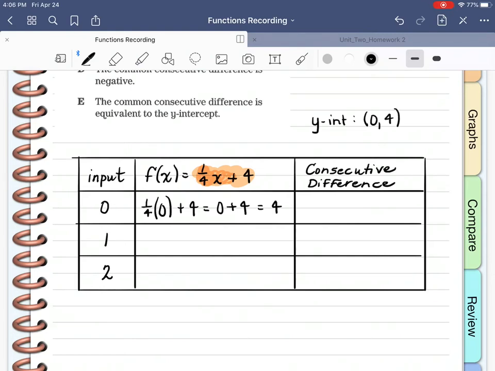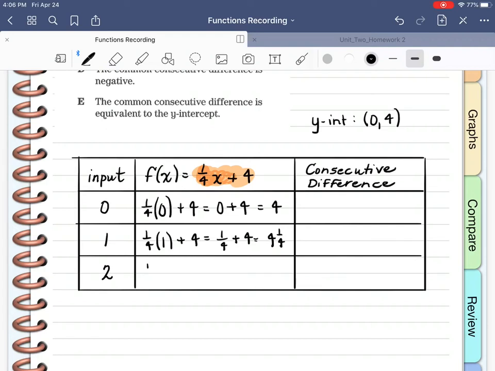Okay. And then I'm going to input a 1. Now be careful with your fraction. That is saying 1/4 times 1. And if you're using that as a fraction key, you will get the fraction out 1/4 when you multiply that. If you want to change 1/4 to a decimal, you would get 0.25, and that will work just as well. But either way, your answer, your output is 4 1/4.